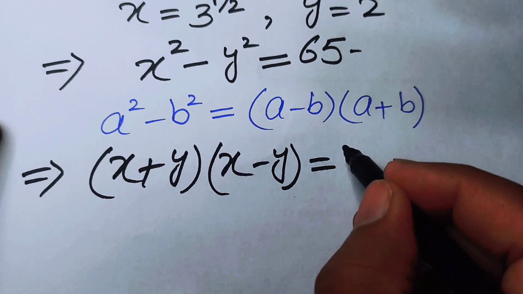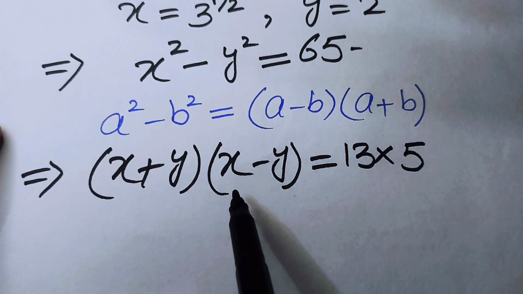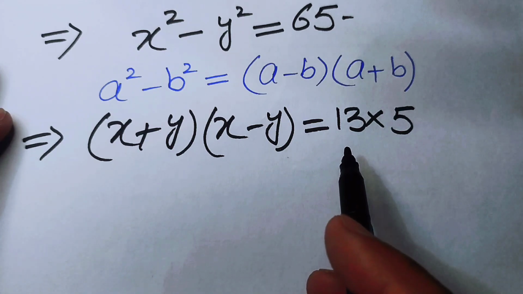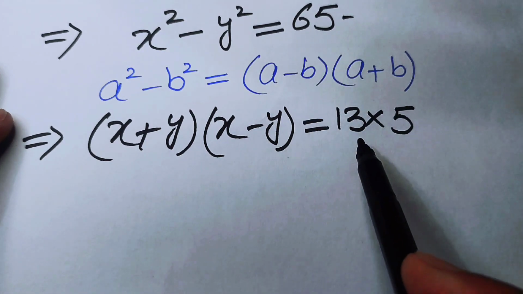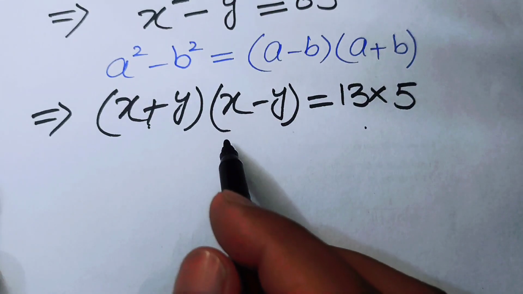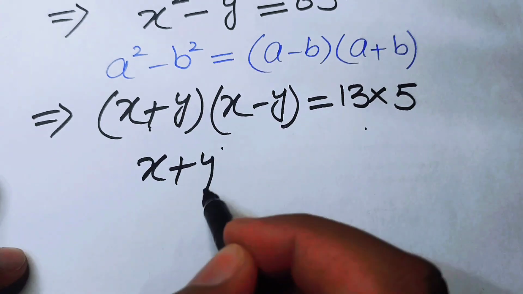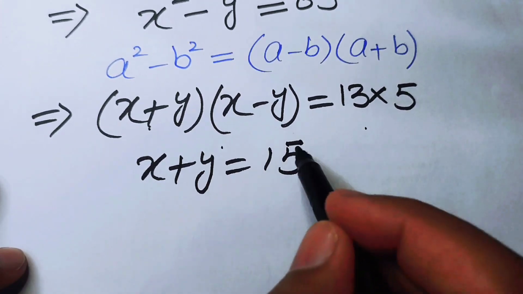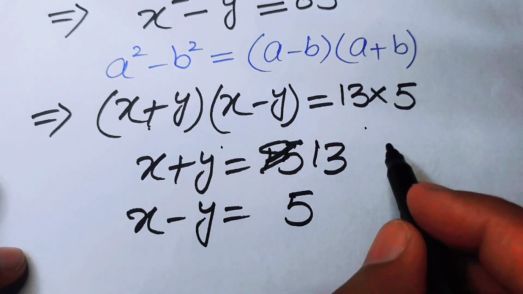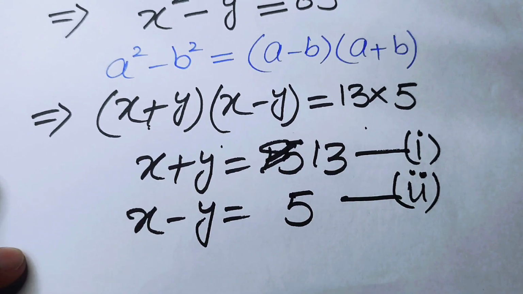I can write this 65 as 13 times 5, because in the left hand side we have two factors and we need two factors in the right hand side. So the next step is we can compare both of the factors on both of the sides, so here you get x plus y is equal to 13, and x minus y is equal to 5. I can name this as equation number 1 and this is equation number 2.